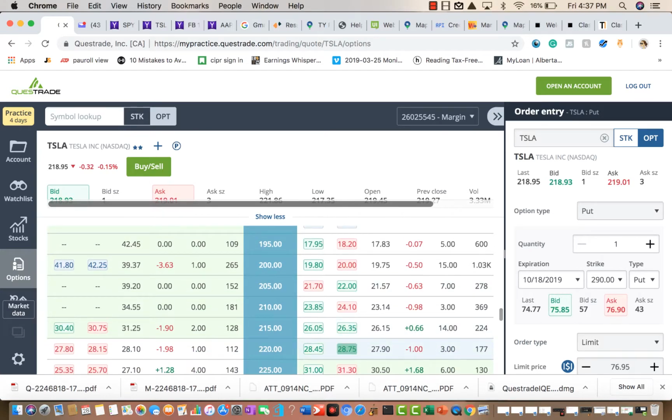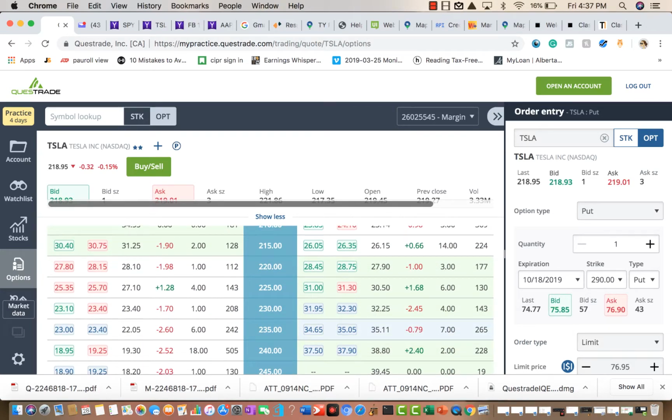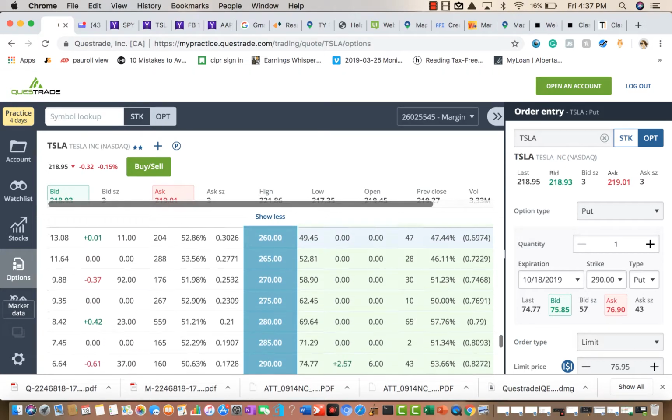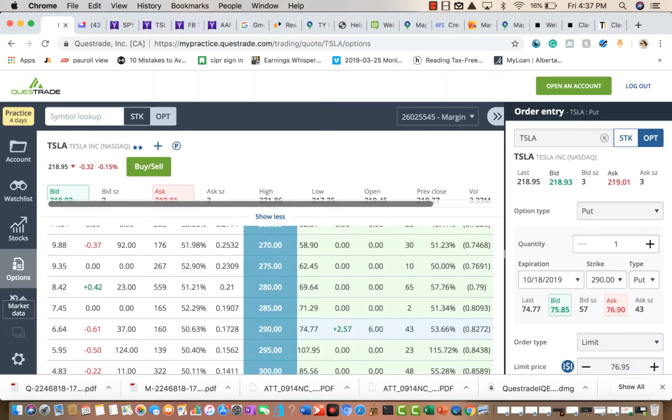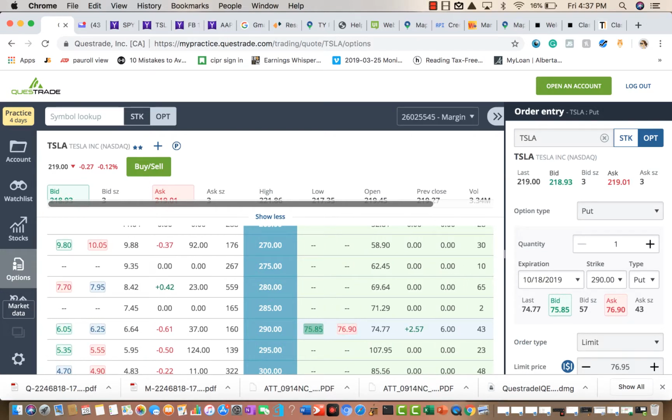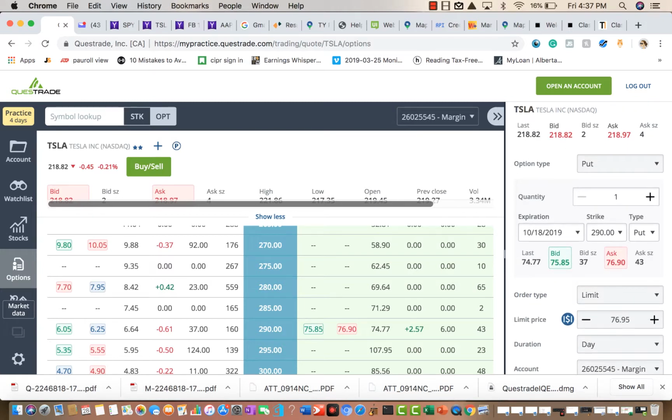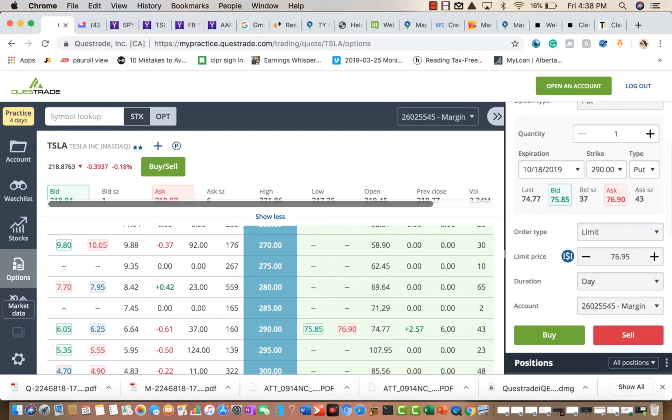So let's say we're going to choose a delta of 0.82. Again, I'm going to show you guys where that is right here. The ones in the parentheses, 0.82, that's the delta. And we click on this, and now this order entry pops out. We are going to check if everything is correct. We decided to do a put. Yeah, that's correct. Quantity, we're doing one contract. Expiration of October 2019. Strike price of 290. Type put. Alright, looks like everything else is good.